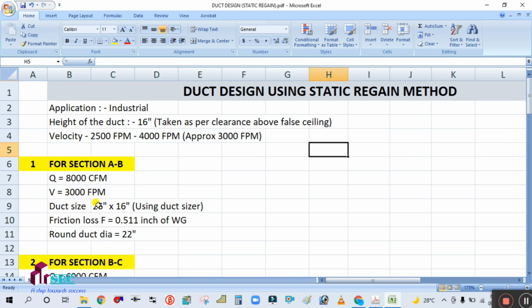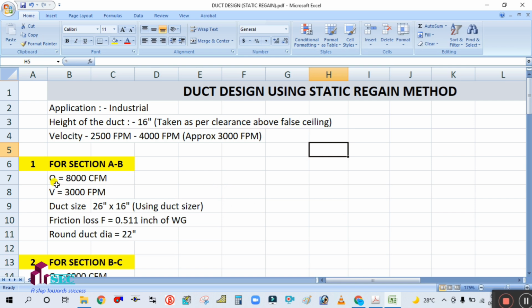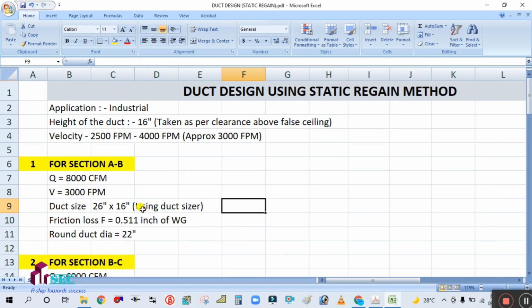For section A to B, for example, Q is the air flow and V is the velocity. The flow is 8000 CFM flowing through this machine, and the velocity we consider between 2500 and 4000. So we consider a velocity of 3000 feet per minute.